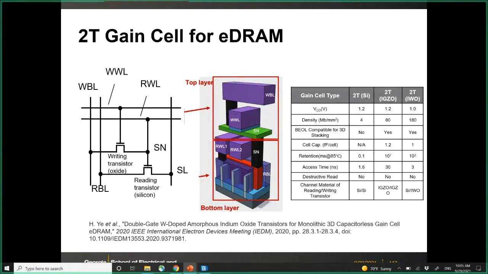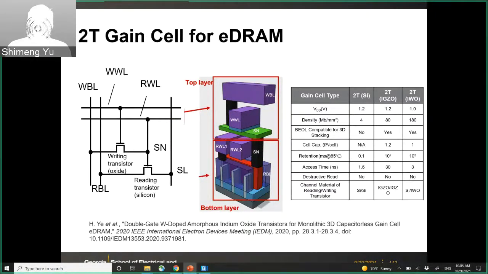And what is more interesting would be this 2T gain cell. This is also under research, and actually my group, also Professor Arijit and Professor Sumandata's group, are actively working on this. The idea is straightforward. You can have two transistors to function as a gain cell. You can use this for the eDRAM on chip. So here you have two transistors.